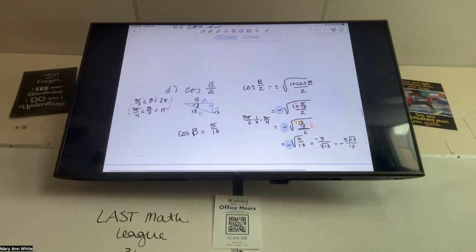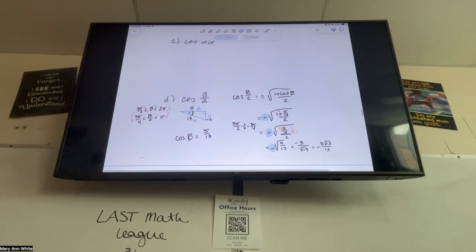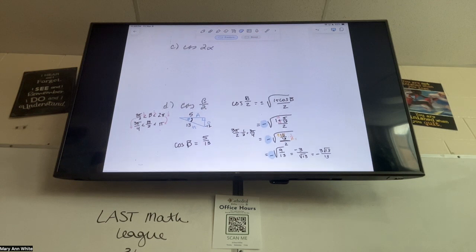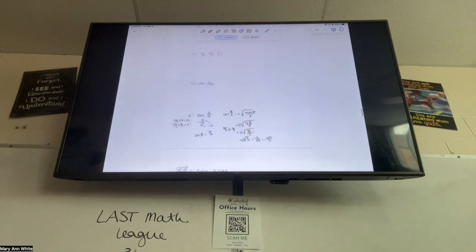We just did that one. We're still on letter D. Let's jump up and do letter C. We'll work backwards because we haven't done any double angles yet, and I do want to do some double angles. We're going to do cosine of 2 alpha. Now go to your identity sheet and find your double angle for cosine.